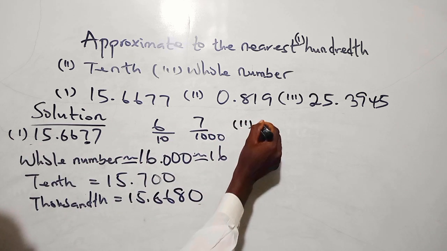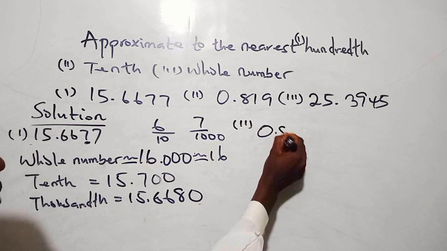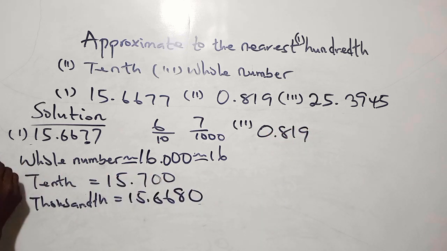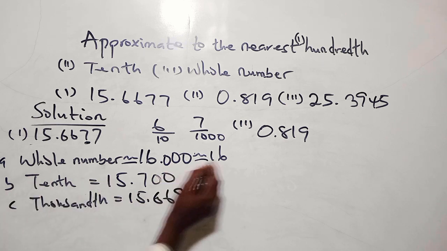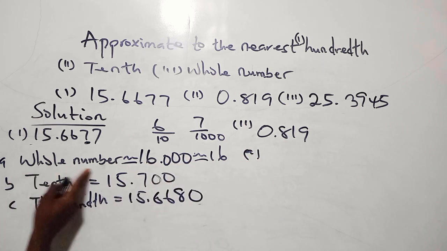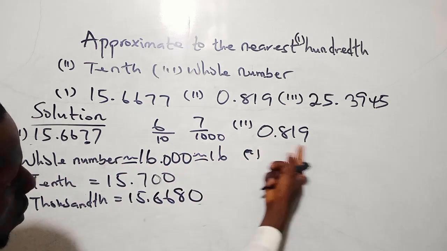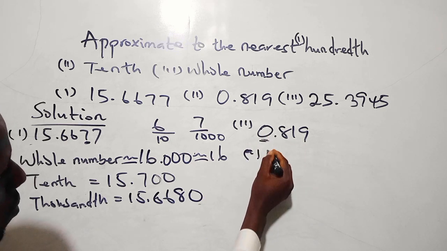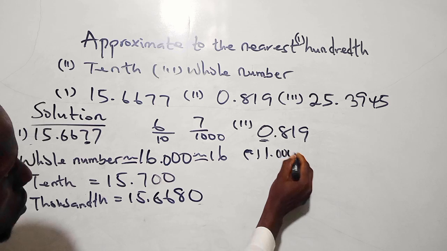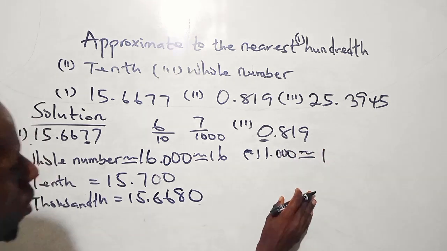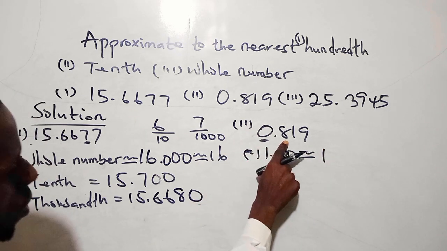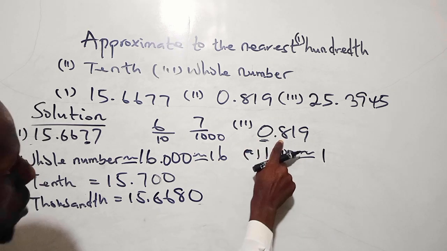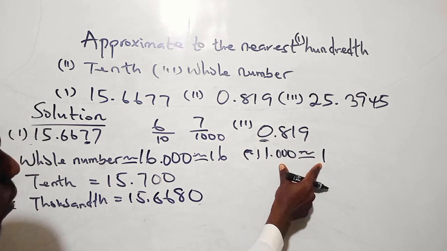Number 2 now is 0.819. Let's follow the same steps. For step A, I'm to approximate to the nearest whole number. When I identify the whole number here, it is 0. So I'm to round up to 1.000, which is 1. Because this is 5 upward, it's more than 5, so I have to round up. Every other number turns to 0. So my answer is still 1.